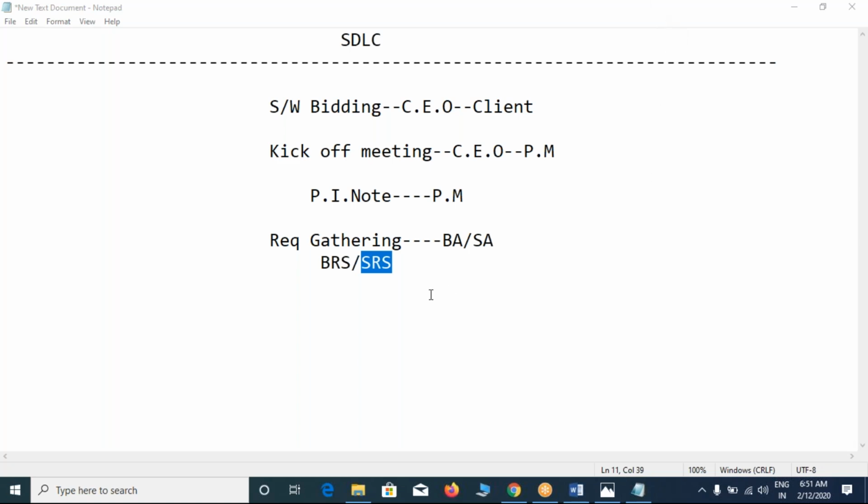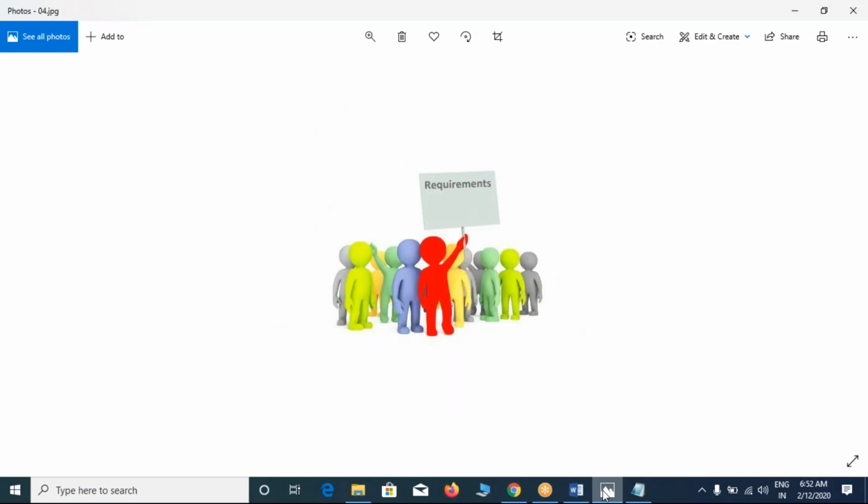Once again, this is a very, very important phase, guys. Requirement gathering. In the requirement gathering phase, the business analyst will go to the client side collecting requirements. First the requirements are prepared as a BRS. Based on the BRS, the system analyst will prepare a number of SRS documents. Finally, in any project there will be only one BRS and multiple SRS documents.